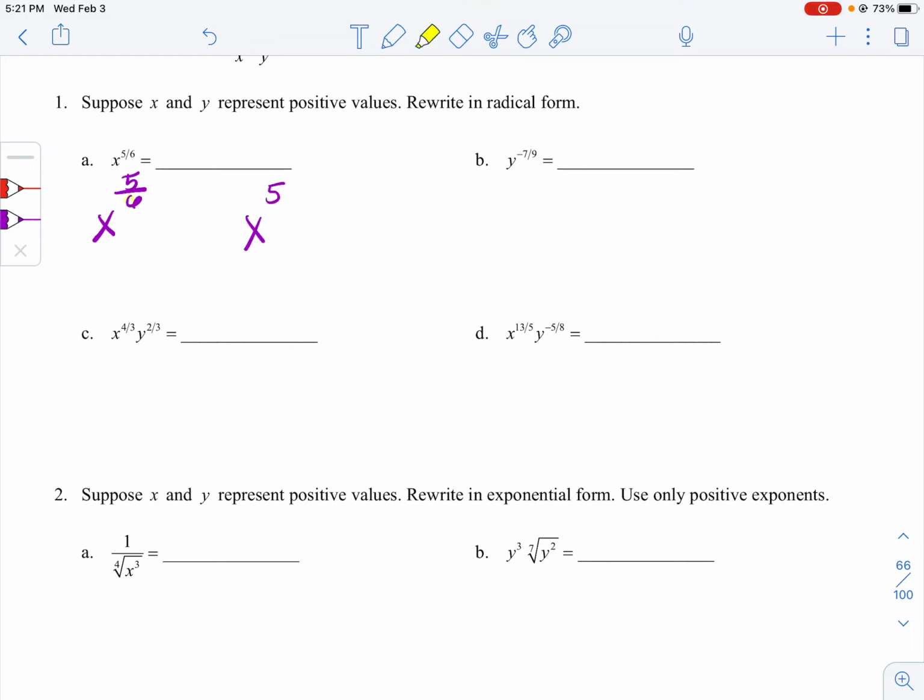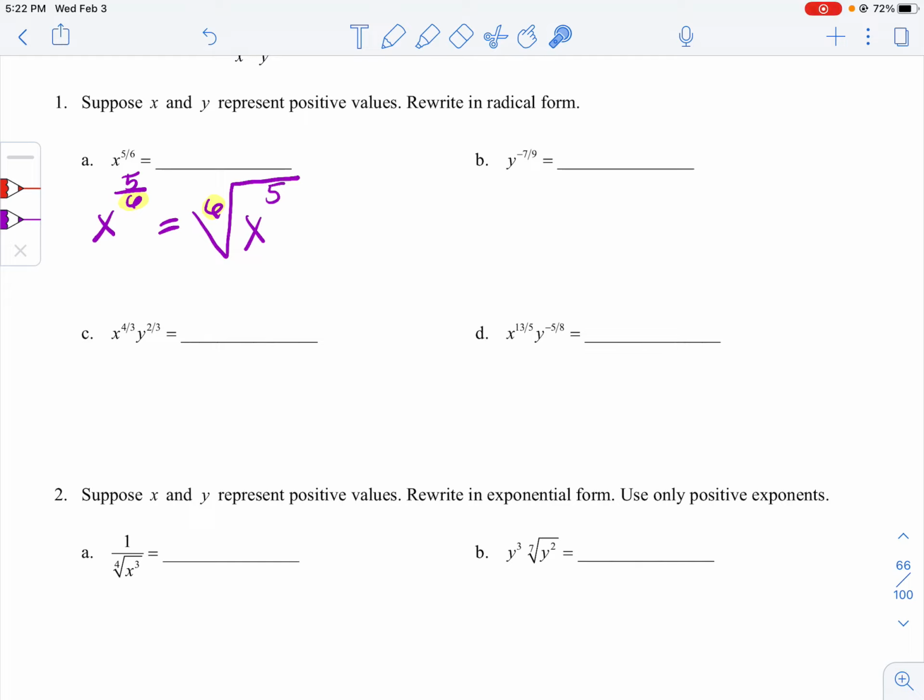And then the bottom, this tells you the root of it. So that will tell you the root, and so I'm going to put the 6th in there. And I just converted exponential form into a radical form. So our answer is going to be the 6th root of x to the power of 5. I will repeat: the 5 there tells you how many x's you have, and then the 6 will tell you what kind of root it will be. That makes sense?